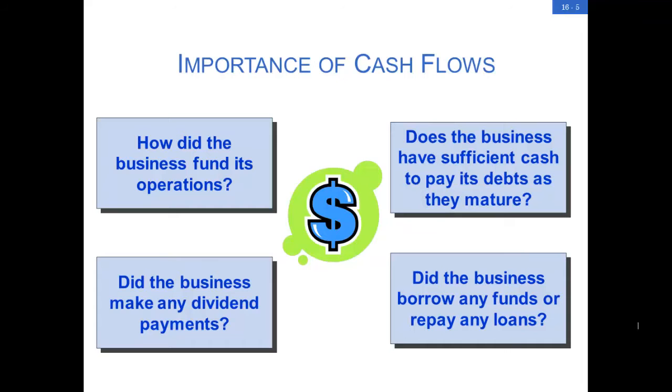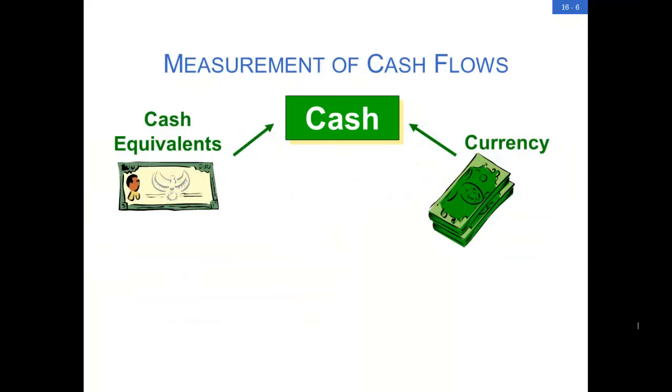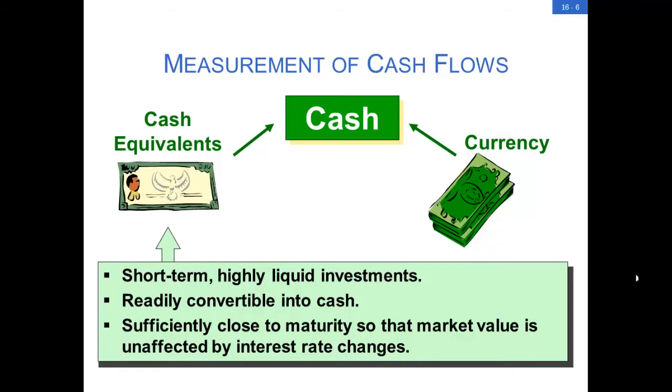When we talk about cash, it includes currency, that is the notes and coins, and cash equivalents. Cash equivalents are very short-term, highly liquid investments that are easily converted into cash, and they have very little risk of loss. An example of a cash equivalent is a very short-term treasury bill issued by the US government, and it is very close to maturity so that it has very little risk of a loss when we sell it.